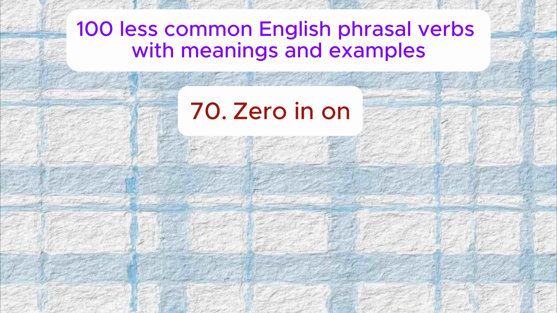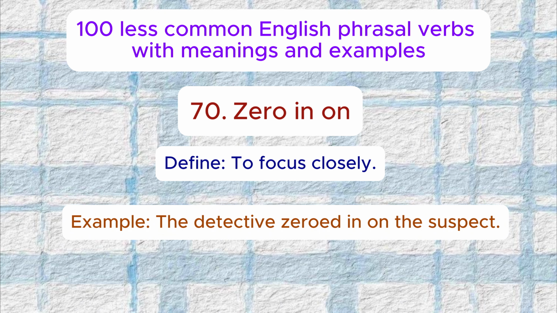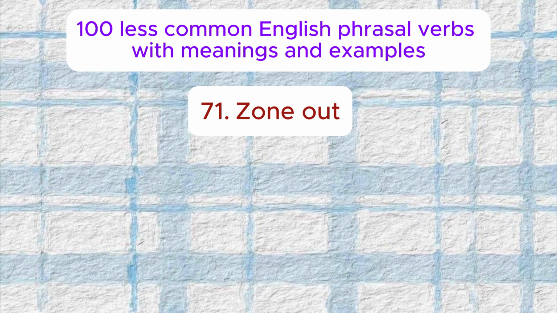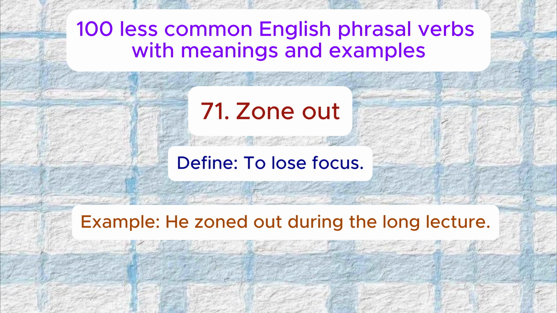70. Zero in on. Define, to focus closely. Example, the detective zeroed in on the suspect. 71. Zone out. Define, to lose focus. Example, he zoned out during the long lecture.